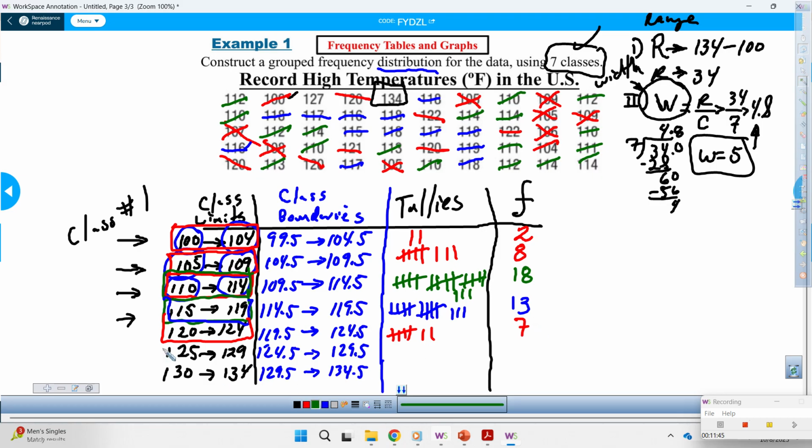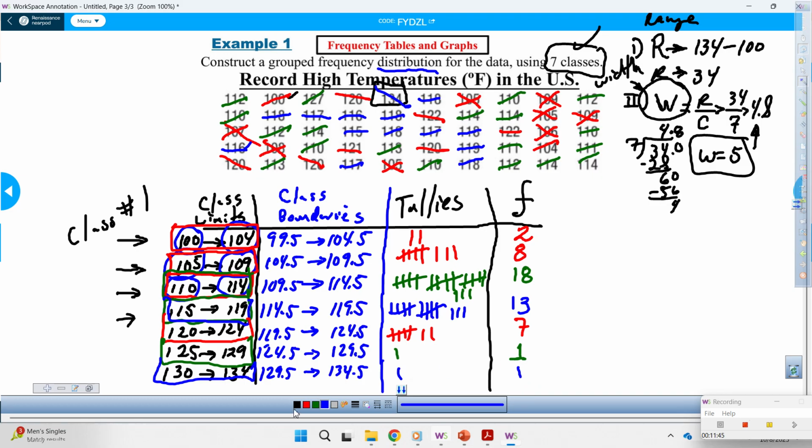Let's go to 125 to 129. We got 1. And from 130 to 134, 1. Is it just 1?